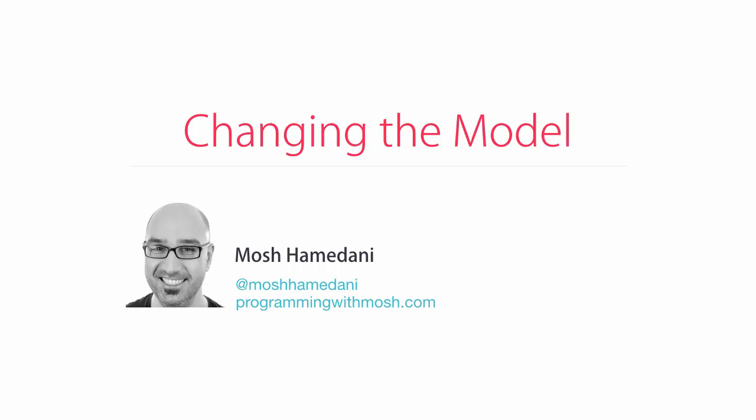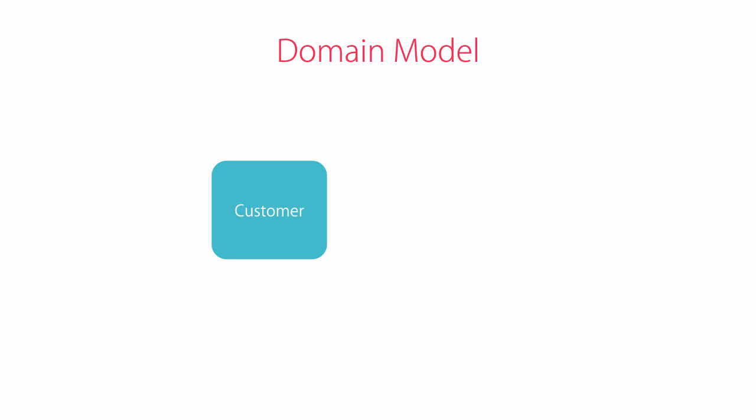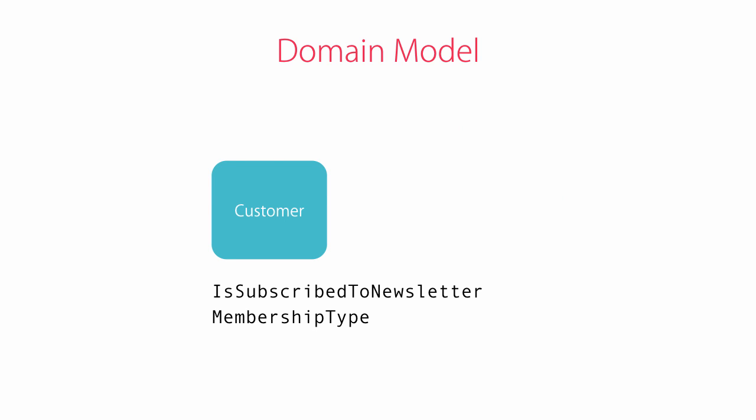All right, our domain model is pretty simple at the moment. So I want to add a bit of complexity to it to make it more real world. In the customer class, I want to introduce a couple new properties. It's subscribed to newsletter and membership type. So I'm going to make up a business rule here.